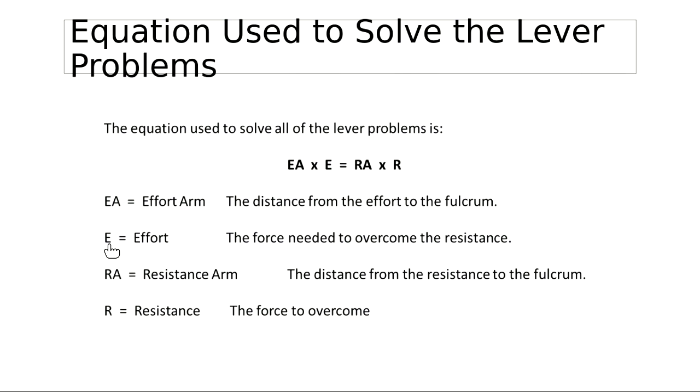E stands for effort, the force needed to overcome the resistance. How much effort is needed to overcome the resistance, that mass you're trying to lift, let's say. Resistance arm, RA, the distance from the resistance, that's the load, to the fulcrum, the joint. And then the resistance is a force to overcome, like a 5-pound weight or something that you're trying to lift.